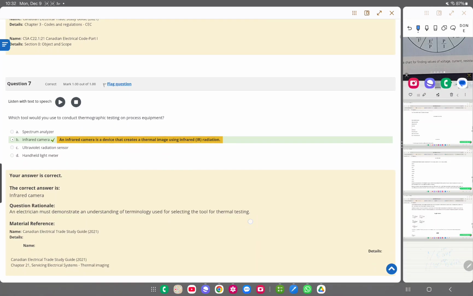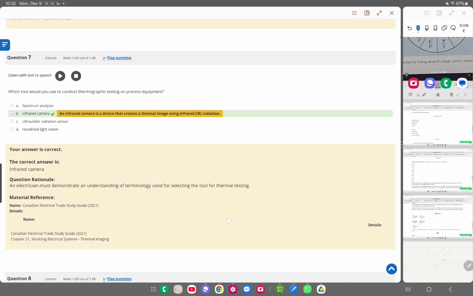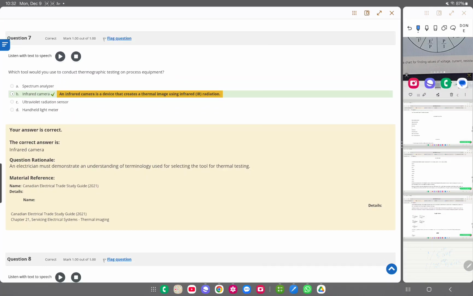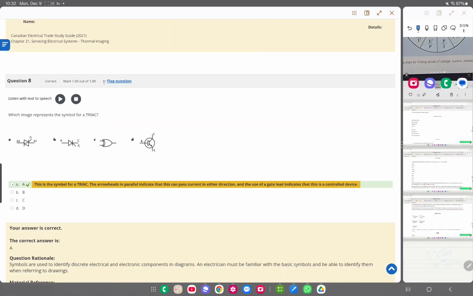Which tool would you use to conduct the thermographic testing on process equipment? Well, it says thermographic. When I think of thermo, I think of infrared. So an infrared camera is a device that creates a thermal image using infrared radiation. Which image represents the symbol for a triac? So for the triac, we have two diodes opposing each other with a gate, right? So that would be a triac.